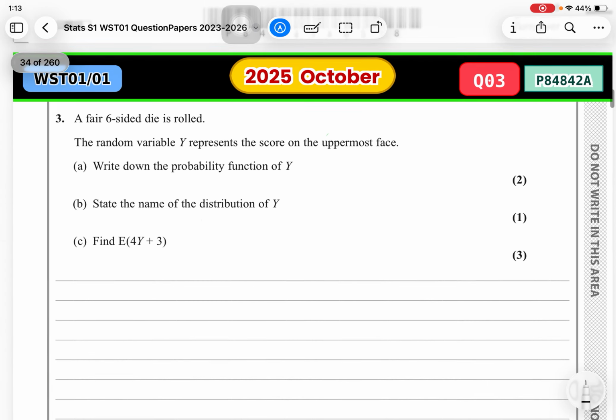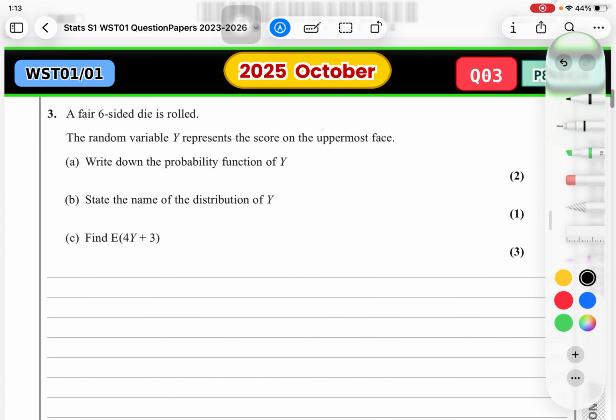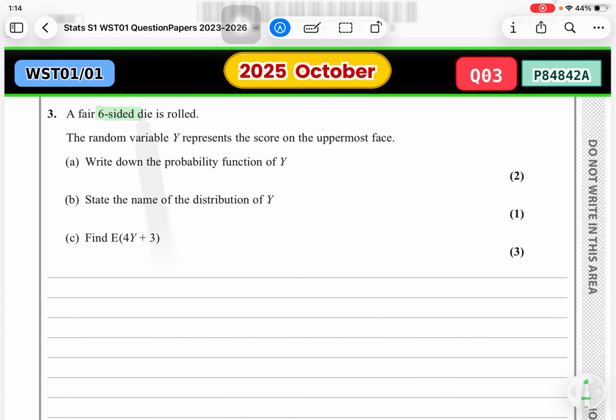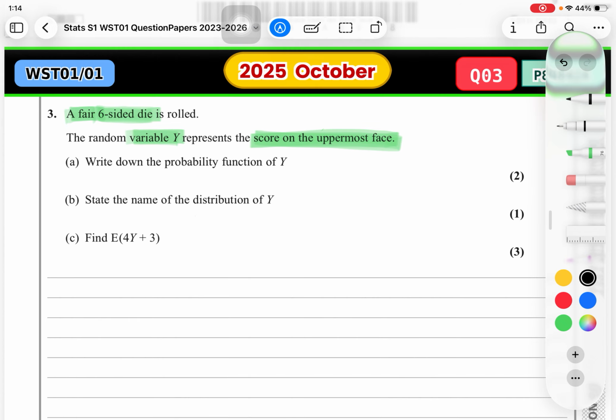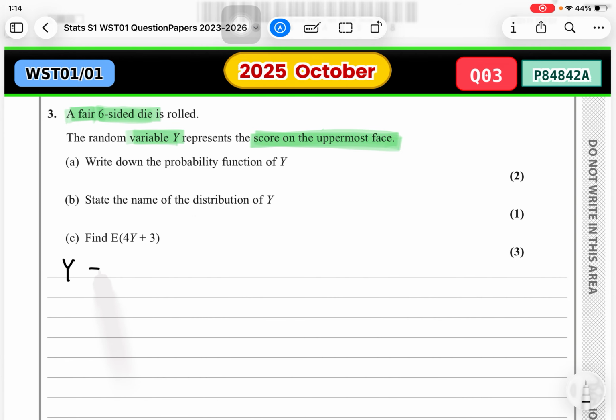So now let's start with question number 3 of 2025 October. They are talking about a six-sided die which is fair, and the random variable is Y, which is representing the score on the uppermost face. Every time in such questions, what is important is the random variable Y. So we'll first identify Y, which is the score on the uppermost face.